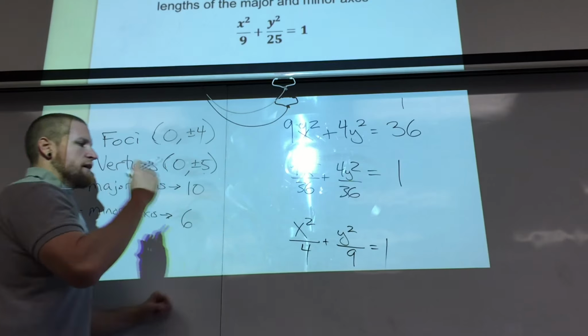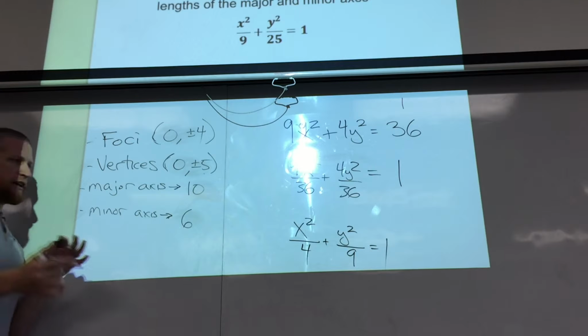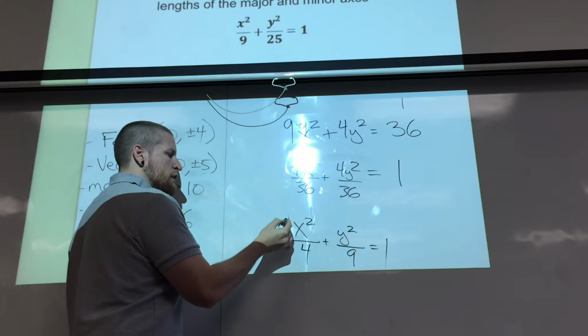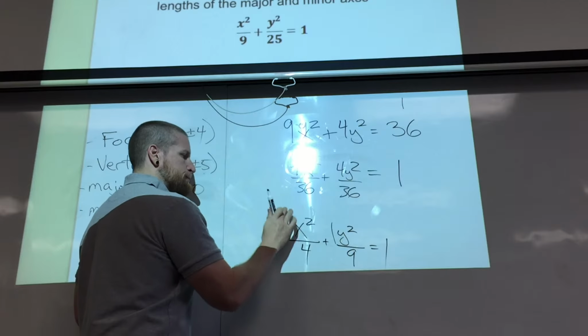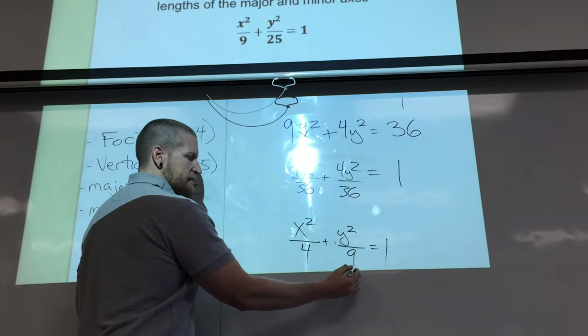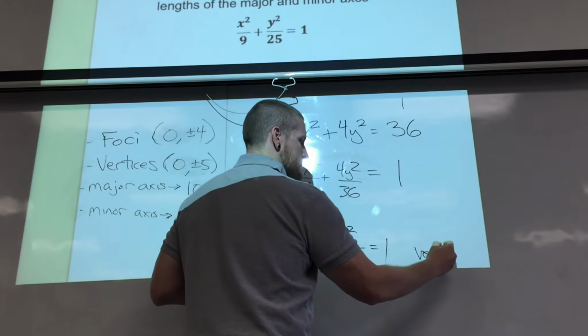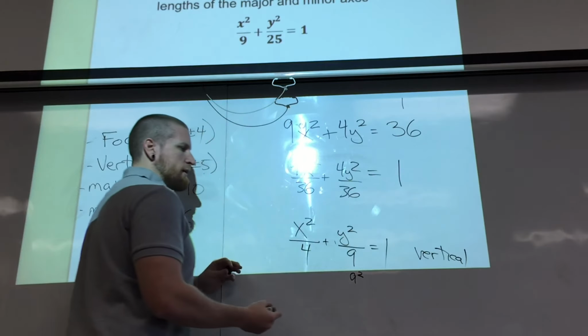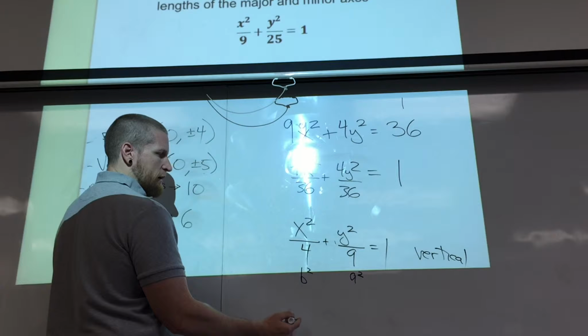This should become y squared over 9. Wait, isn't A supposed to be bigger than B? It is. Oh, so it's a vertical one. Yeah, A is bigger. Now it's in standard form because I've got 1 x squared on top, 1 y squared on top, and a 1 over there. 9 is the bigger number, so that's a squared. So that means this would be a vertical one, stretched vertically. 4 is smaller, so that's b squared.